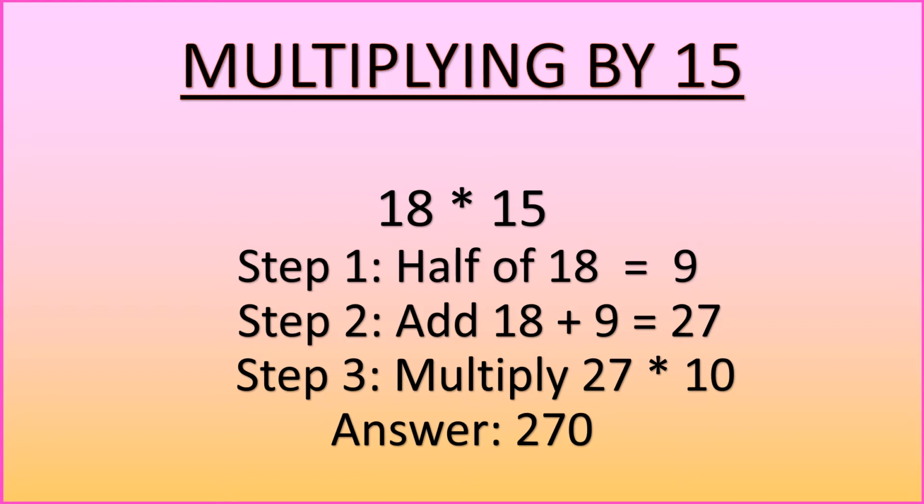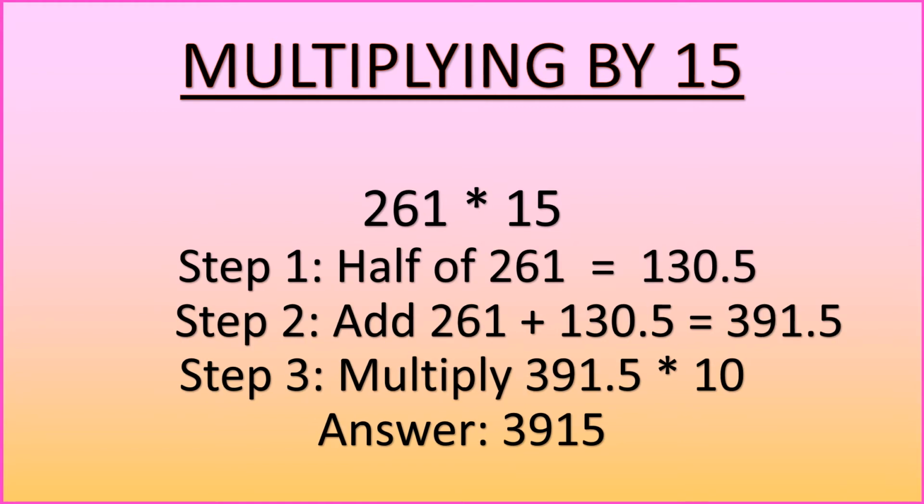Easy, isn't it? Now we will see another example of how to multiply a number by 15. Here we have taken an example of 261 multiplied by 15. In the first step, we take half of 261, which gives 130.5. In the second step, we need to add 261 and 130.5, which is 391.5.